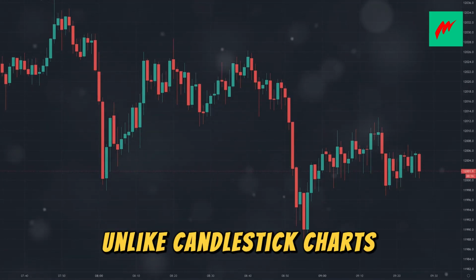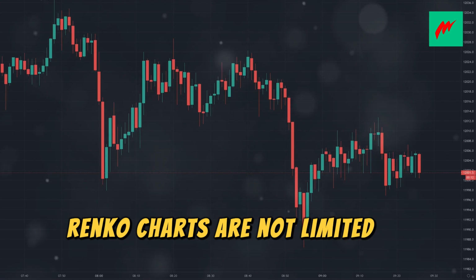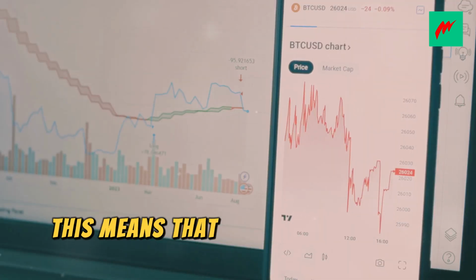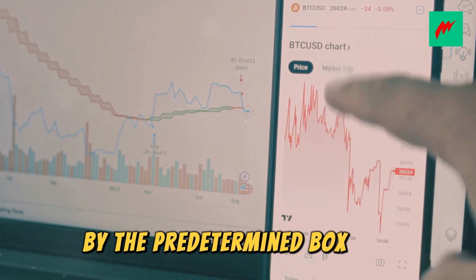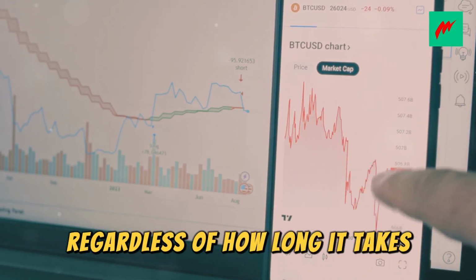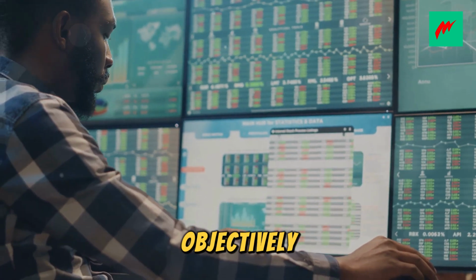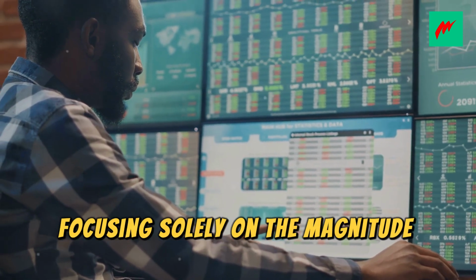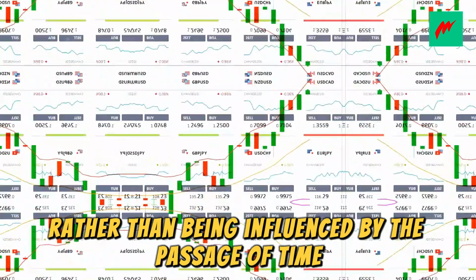Unlike candlestick charts, which are bound by specific time intervals, Renko charts are not limited by time. This means that a Renko chart will only print a new brick when the price moves by the predetermined box size, regardless of how long it takes. This feature allows traders to analyze price action objectively, focusing solely on the magnitude of price movements rather than being influenced by the passage of time.